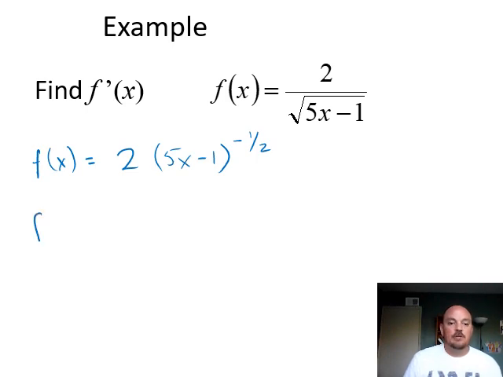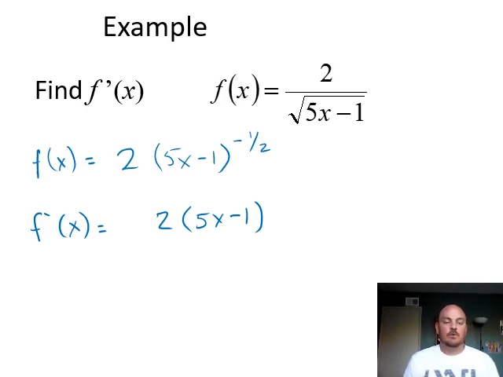So now I'm going to do the problem just like the last one. When I find f prime of x, let's leave everything for now. Leave the 2 times 5x minus 1, and I'm going to do the power rule on the negative 1/2, meaning I'm going to multiply by negative 1/2, and I'm going to lower the exponent by 1, which actually gives me negative 3/2. Negative 1/2 minus 1 is negative 3 over 2. And then comes the chain rule part. So we have to multiply by the derivative of 5x minus 1, which is just 5.